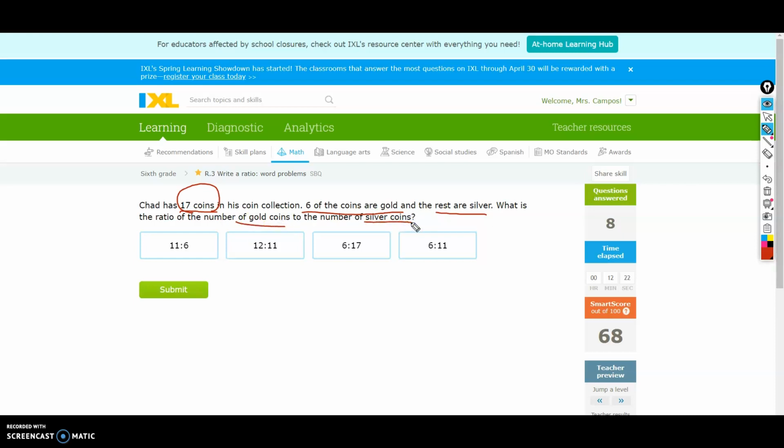So the gold coins, we have 6. And then the number of silver, well, I don't know. So I would have to do 17 minus 6. So that's going to give us 11. So 6 to 11.